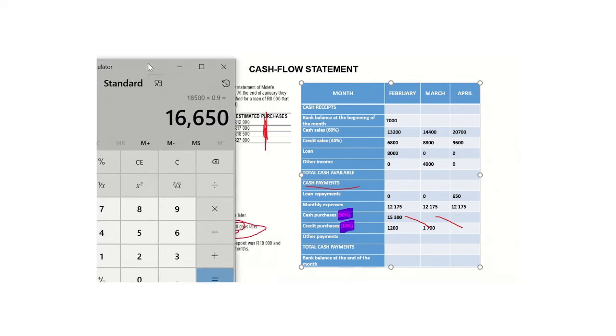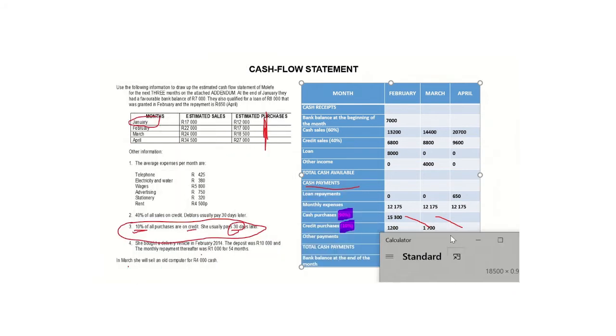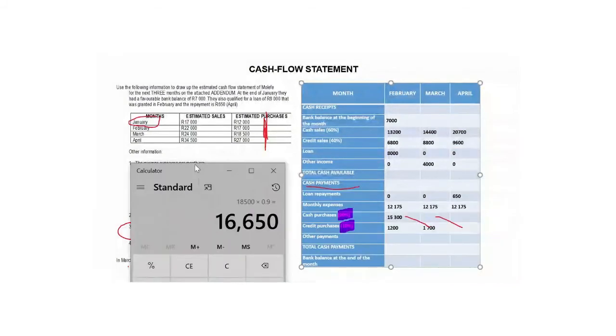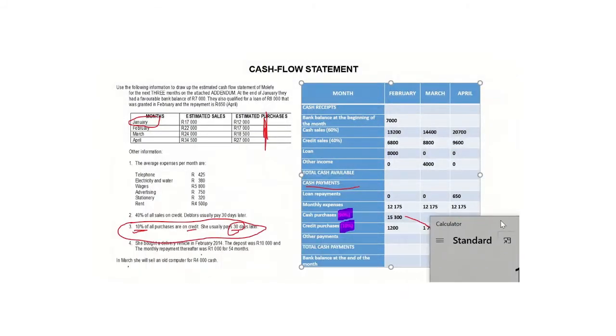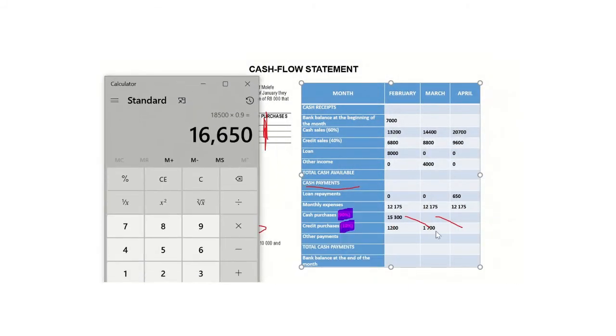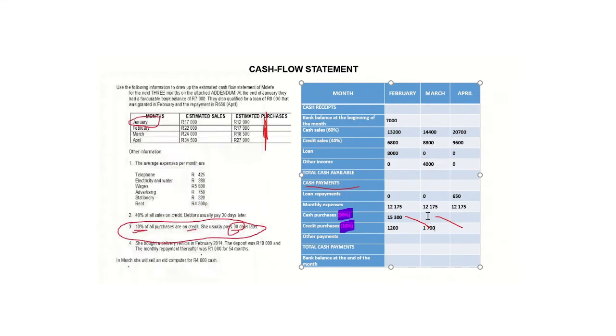16,650. Now 16,650 becomes our cash in March. It happens in March. It must be captured in March because it's cash. So we have to capture 16,650. Okay. 16,650.